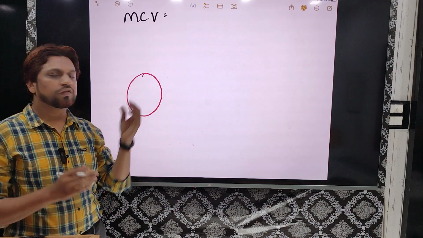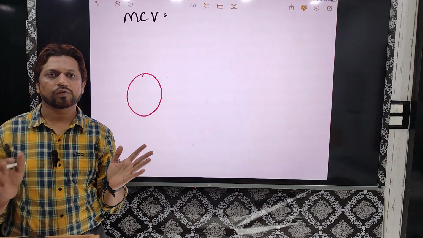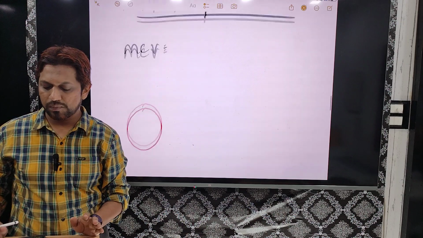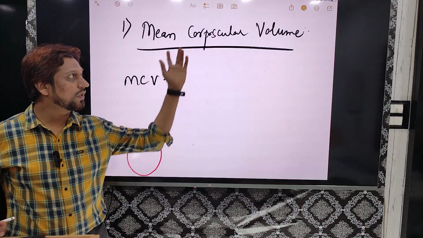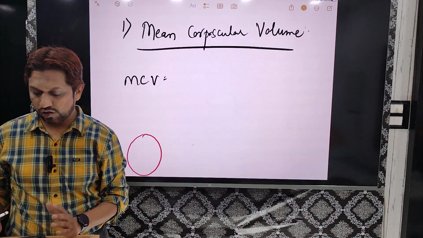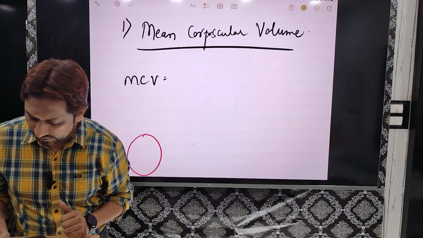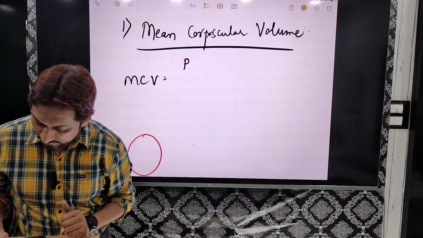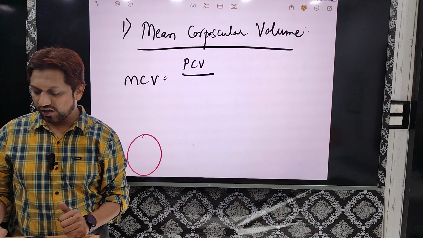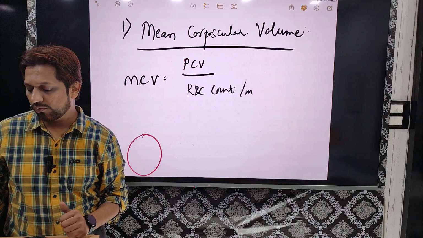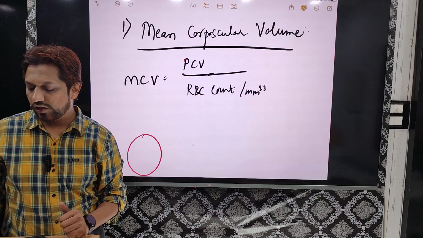So if you want to know the single RBC volume, or average volume of a single RBC, it is known as mean corpuscular volume or mean cell volume. So how to detect this? There is a formula for that. The formula is packed cell volume, that is PCV, divided by RBC count per cubic millimeter of blood, into 10.